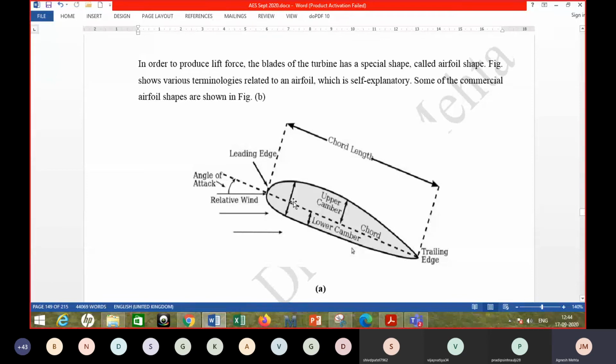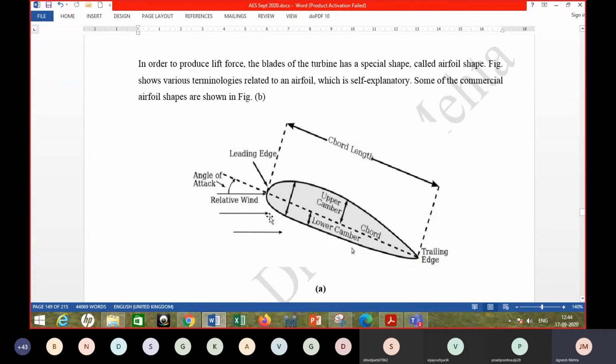This is the chord, right? If you join the midpoint of the leading edge and the trailing edge, then you get the chord. And then the thickness of the blade on the upper side and lower side could be different. So it's upper camber and lower camber, which have different values.